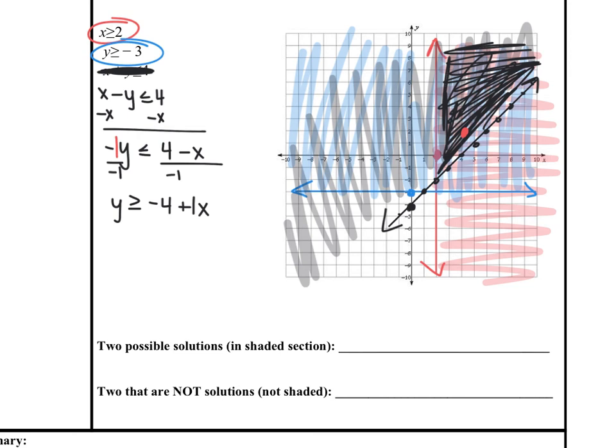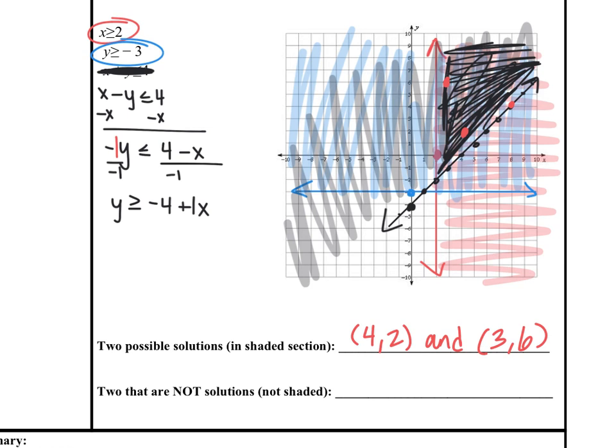I'll choose that one and that one. So here's two possible solutions because they're in that overlapping part. The point 4, 2 would make all the equations true. And the other one I picked was 3, 6. But any point in that shaded region will work, including the ones on the line here because they're a solid line.